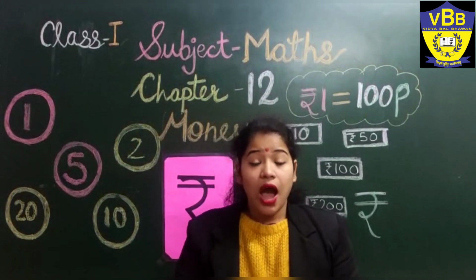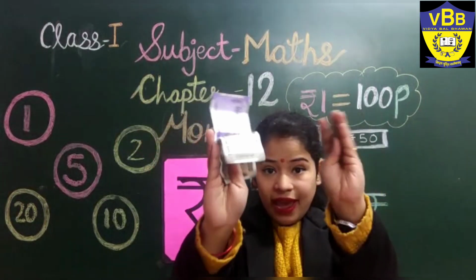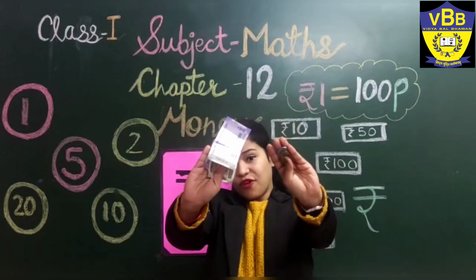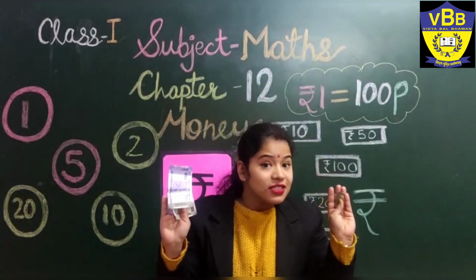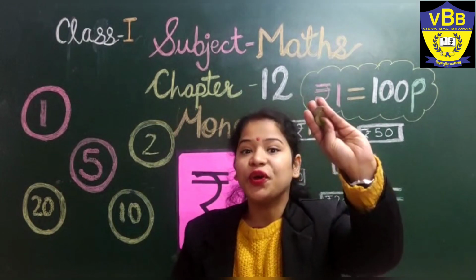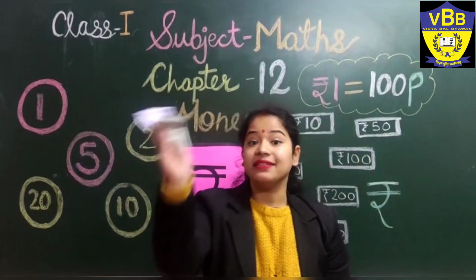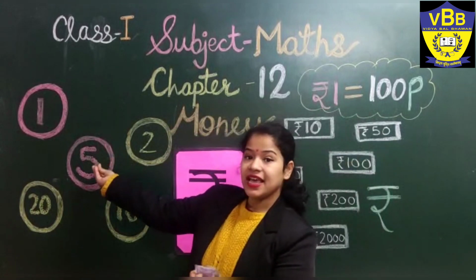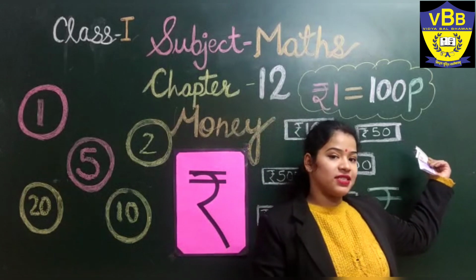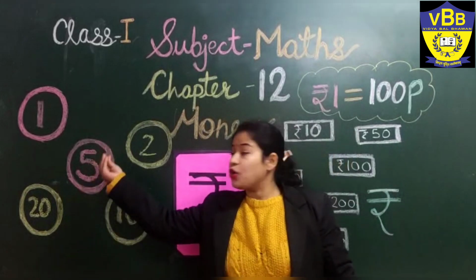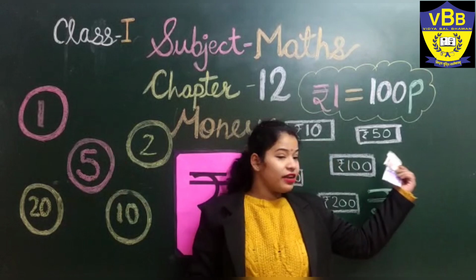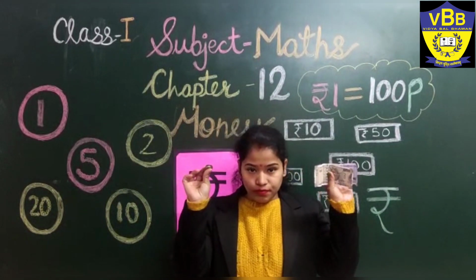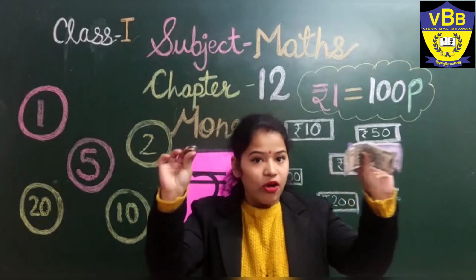Students, are you observing that? What's in my hand? See? Yes, see. What's in my hand? Very good. These are coins. And these are notes. Okay? Got it? These are coins. See? These are notes. We are using two types of money. Okay? Two types of money.